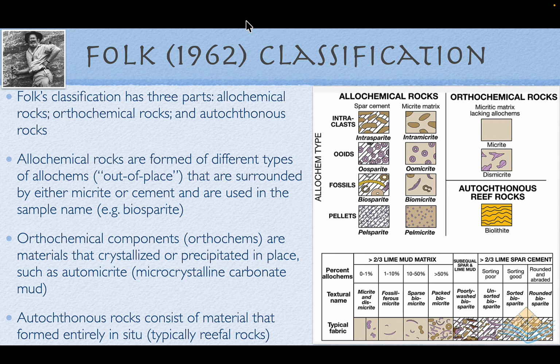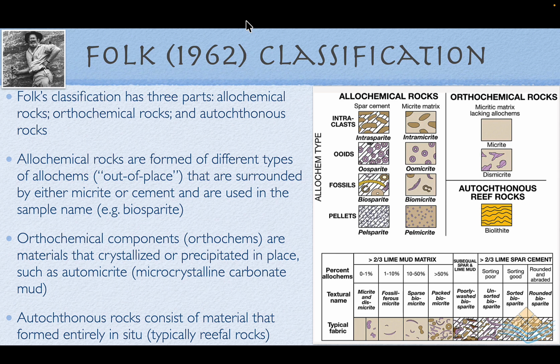Folk published this classification back in 1962. It has three parts, what he calls allochemical rocks, orthochemical rocks, and autochthonous rocks. We've already talked a number of times about allo versus auto. Allochemical is transported, autochthonous is bound together. So allochemical rocks are formed of different types of grains or allochems that are out of place. They've been moved in the depositional basin. Those grains can be surrounded by either micrite or cement.